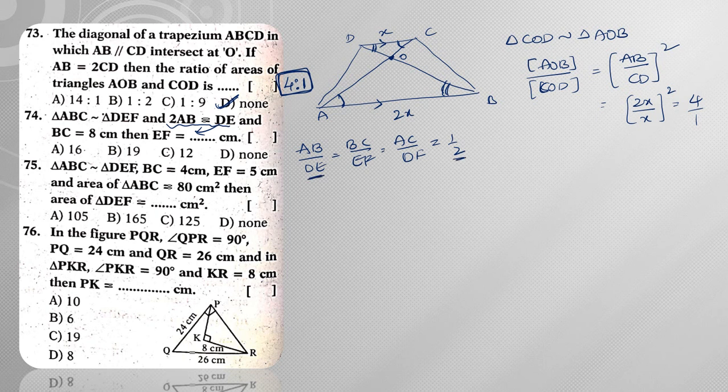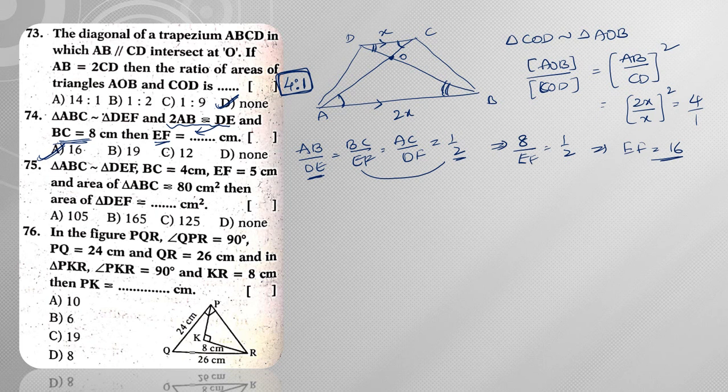Now what is he asking? He is asking to find out the value of EF when BC is equal to 8. So from this, I can compare these two things. BC is given as 8 by EF is equal to 1 by 2. When I do cross multiplication, clearly EF will become 16. Hence the answer is 16.